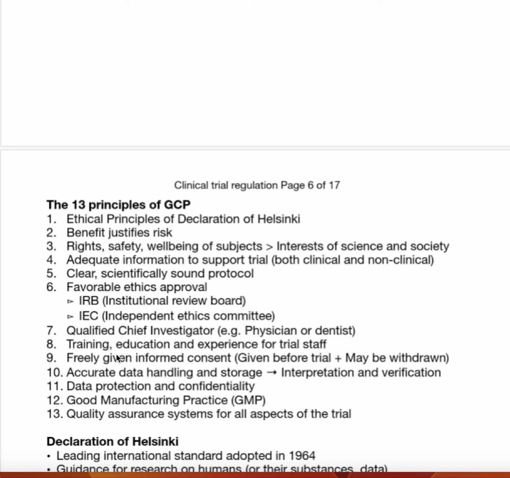First one, ethical principles of the Declaration of Helsinki. So we should take the guidelines or the ethical principles of the Declaration of Helsinki, which is a global regulation. Benefit justifies the risk: we make a comparison between the benefit and the risk, and if the benefit is more than the risk, then we say that the benefits justify the risk. So the first one, ethical principles of the Declaration of Helsinki, and benefit justifies the risk.